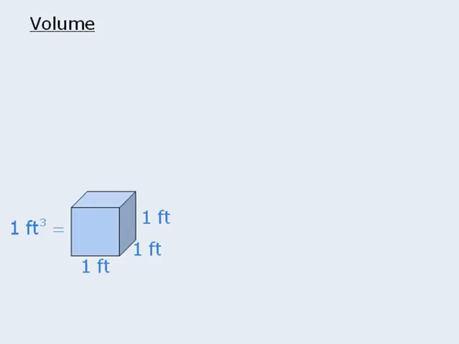Now please note that on the GRE, the cubic units are sometimes implied. So for example, we might say that a certain object has a volume of 10, by which we mean 10 cubic units of some kind.